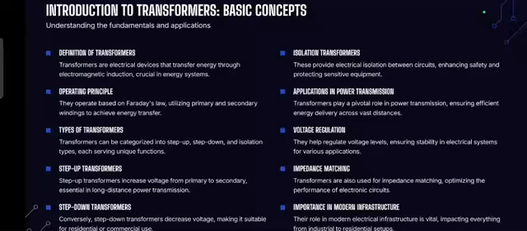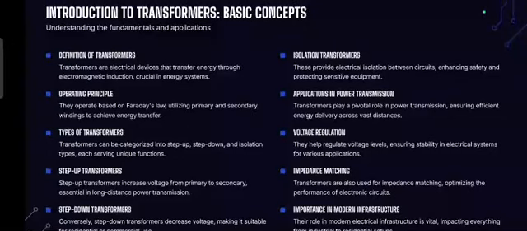Application in power transmission. In a typical power grid, step up transformers raise voltage at the generating station, and step down transformers reduce it at substations for final distribution. This system ensures that power can be transmitted efficiently over long distances while maintaining the required voltage levels for end users. A critical function of transformers is voltage regulation. They ensure that voltage levels remain stable even when the load conditions vary.